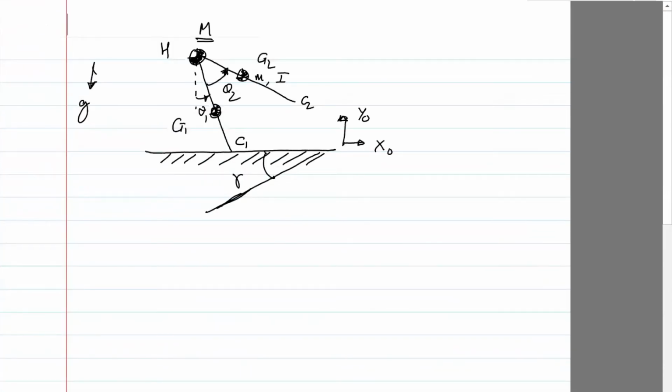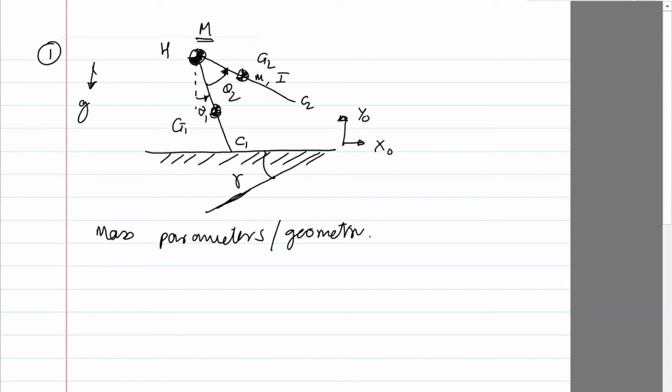So these figures get cluttered pretty fast. So what I'm going to do is draw multiple figures for multiple things. So here is a figure which shows all the mass parameters and also the geometry, right? All lengths, mass, inertia, ramp slope, gravity, and so on.